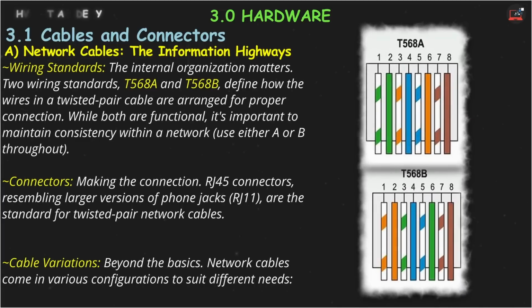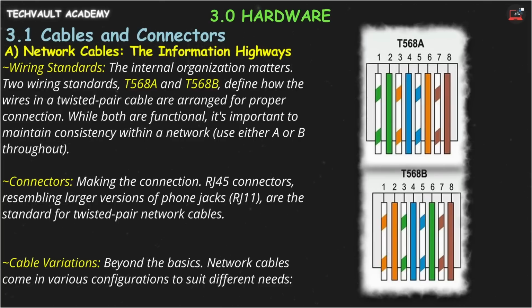Wiring standards. The internal organization matters. Two wiring standards, T568A and T568B, define how the wires in a twisted pair cable are arranged for proper connection. While both are functional, it's important to maintain consistency within a network. Use either A or B throughout. Connectors, making the connection. RJ45 connectors, resembling larger versions of phone jacks, RJ11, are the standard for twisted pair network cables.